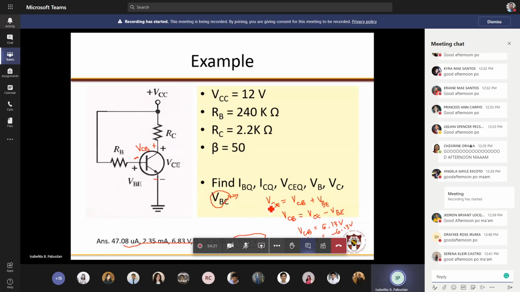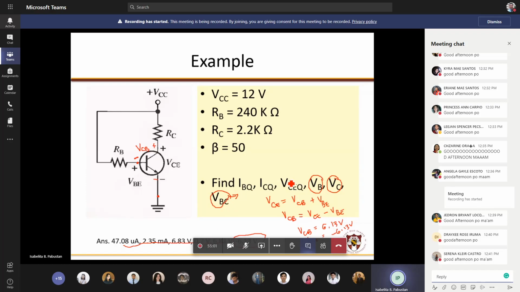Now, of course, kagaya nito, there is another one. The VB, tingnan mo yung circuit mo, ano ba yung VB? Pagka single subscript, ano sinabi? Pag single subscript, sinabing base, VB, it is from base to ground. And nakita mo naman, from base to ground, wala namang resistor dito. So, ibig sabihin, from base up to ground, VBE lang siya. Kagaya nito, VC, single subscript. Oh, that's why the answer here for VBE is 0.7 volt.